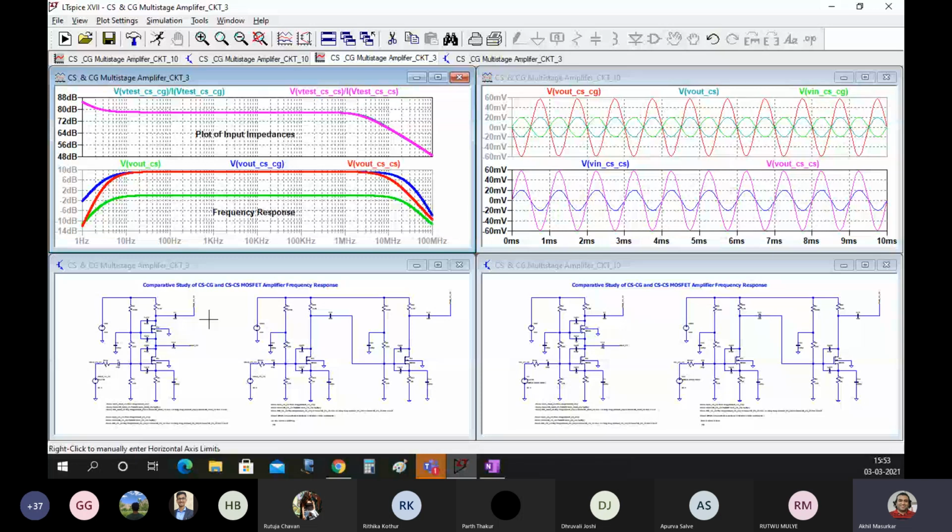Good. So we have another 7 minutes remaining. If there are any doubts, please let me know. Murtaza, are you getting it? Murtaza?